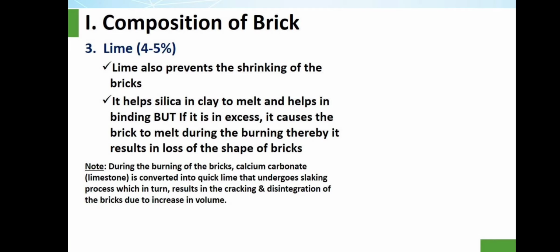Third, lime. Lime also prevents the shrinkage of the bricks. It helps silica in clay to melt and helps in binding, but if it is in excess, it causes the bricks to melt during the burning, thereby resulting in loss of the shape of the brick. Note: during the burning of the bricks, calcium carbonate is converted into quicklime that undergoes the slaking process, which in turn results in the cracking and disintegration of the bricks due to increase in volume.